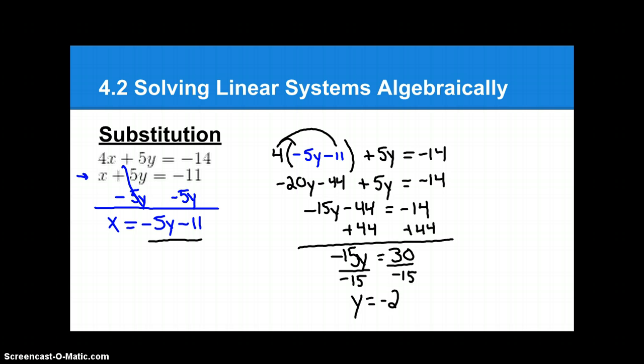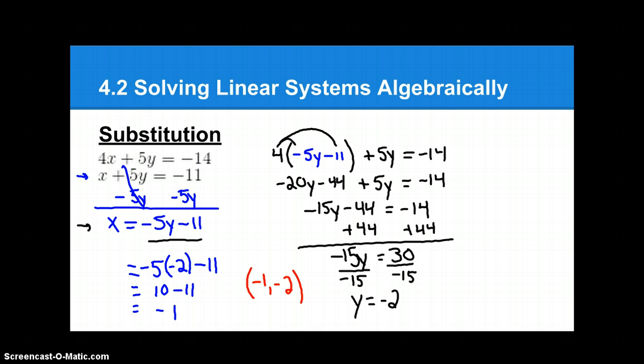Okay. Here's what's nice about substitution compared to elimination is once I found one of the variables, I just have to come back to here. Okay. So I now know that y is equal to negative 2. So I do negative 5 times negative 2 minus 11. This is 10 minus 11. That's negative 1. So my answer, because we write these answers as ordered pairs, I would write as negative 1, comma, negative 2. Make sense?